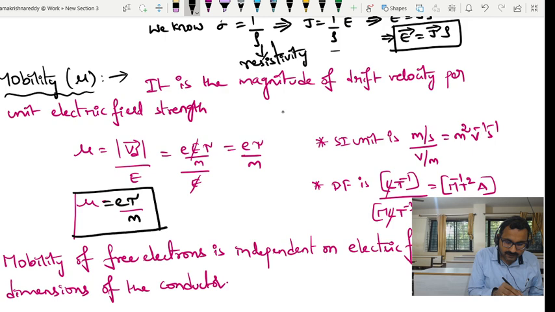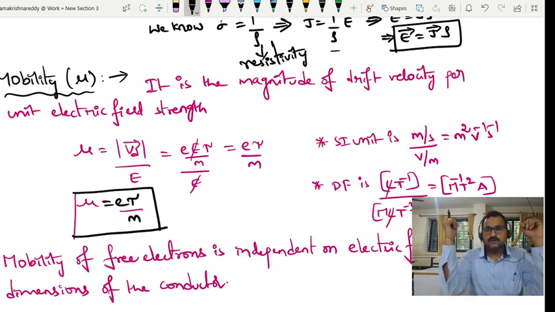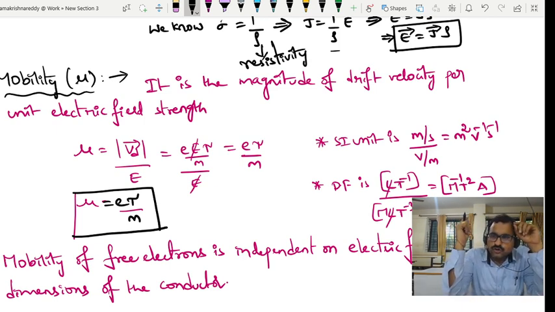What is the SI unit, we wrote there, as well as the dimension formula, because all of you already know that one. Drift velocity means velocity, meter per second, and electric field is volt per meter. You write that, then from that we get the answer: this is meter square volt power -1 second power -1. The dimension formula we also get from that.